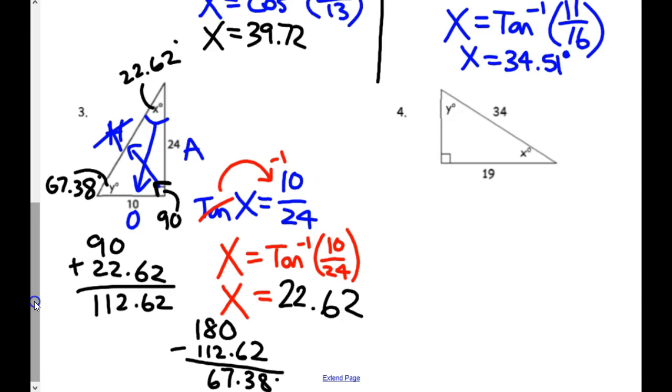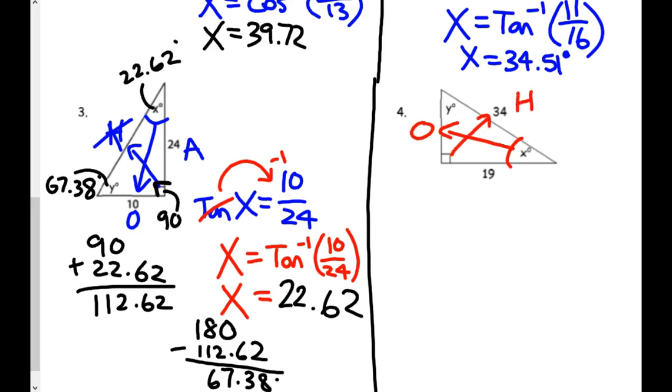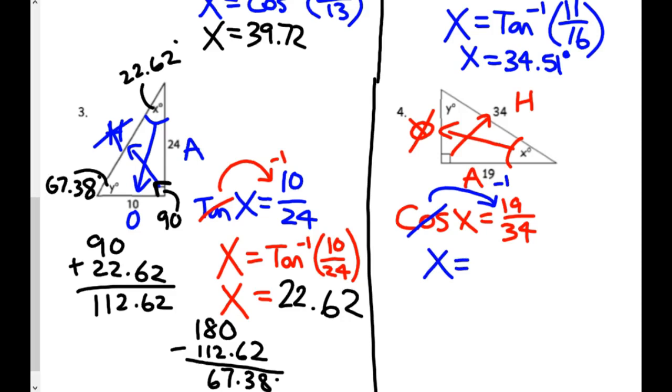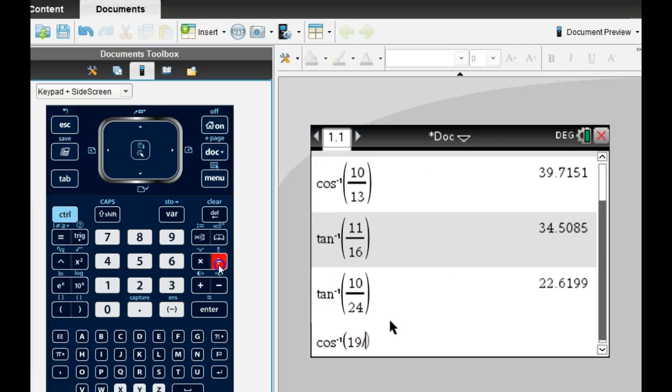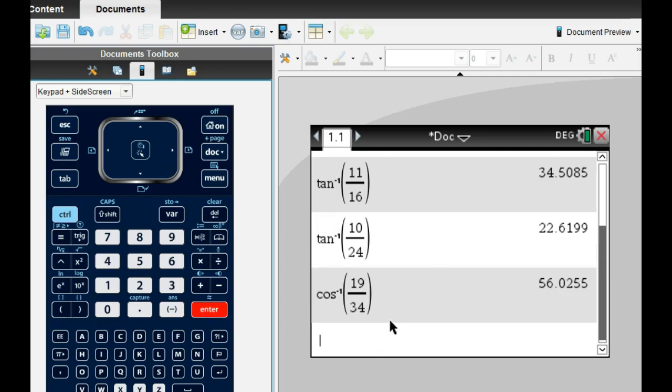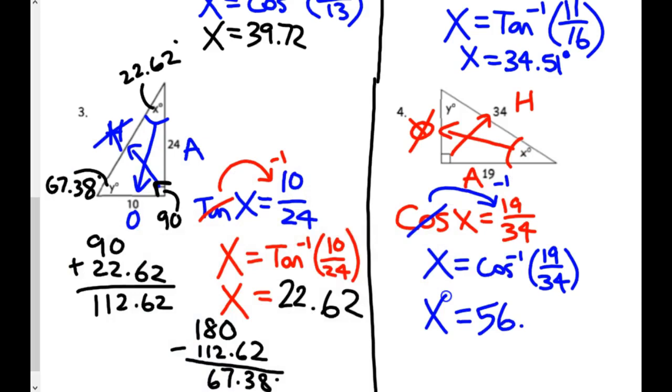And then number 4 is very much the same. So let's pick x again. We got O, H, A, not using O. A and H is cosine x equals A over H. We get rid of the cosine, we bring it to the other side with a little negative 1 on it. Cosine inverse 19 over 34. That gives .03 degrees. Okay, that's it for the notes. All you got to do, label O, H, and A, set it up, and remember, to find the missing angle, you have to use inverse trigonometry.